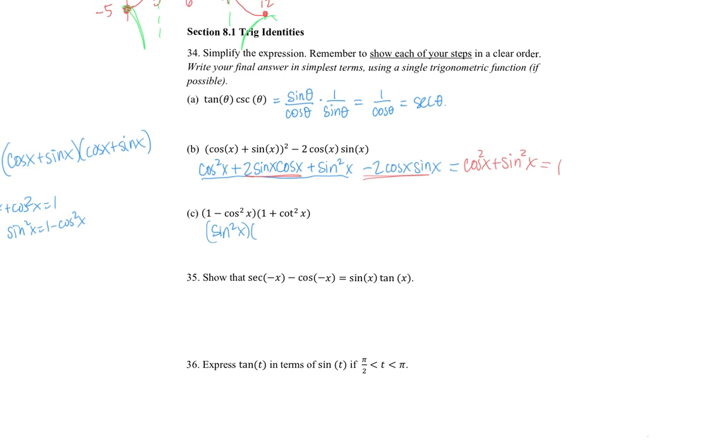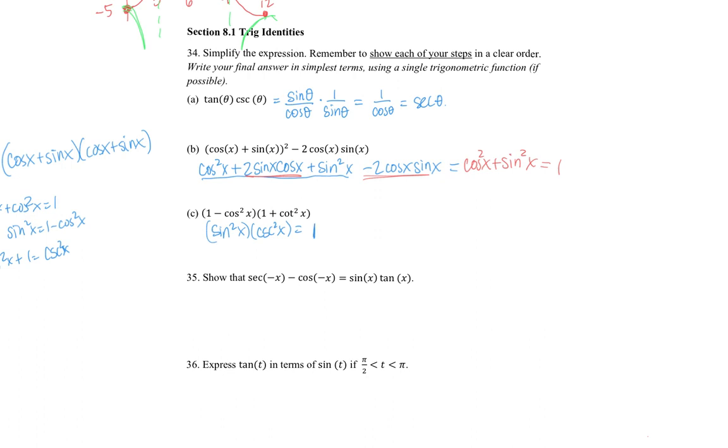And then what is that thing? 1 plus cotangent squared. And another one of our identities is that cotangent squared x plus 1 is equal to cosecant squared x. So this is cosecant squared x. And what is cosecant? It's 1 over sine squared. So I'll have sine squared times 1 over sine squared, so that's going to equal 1.